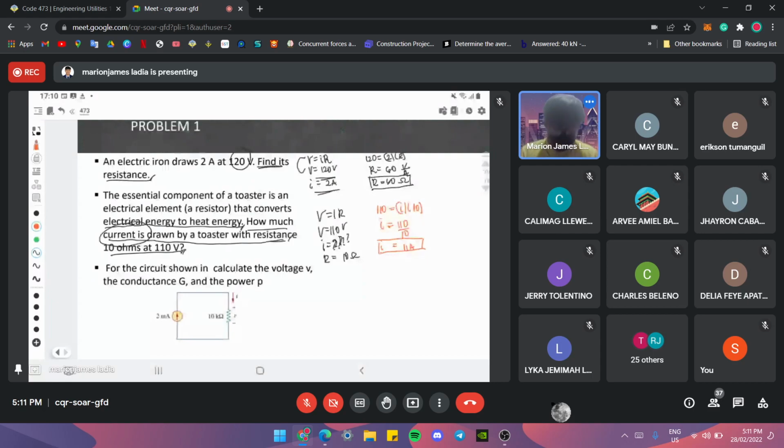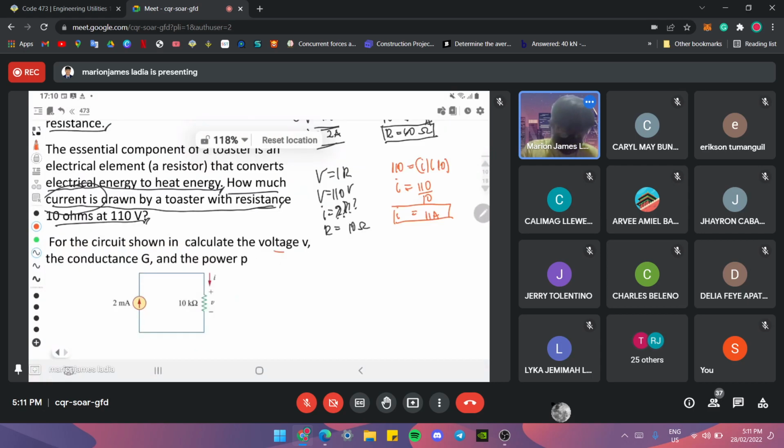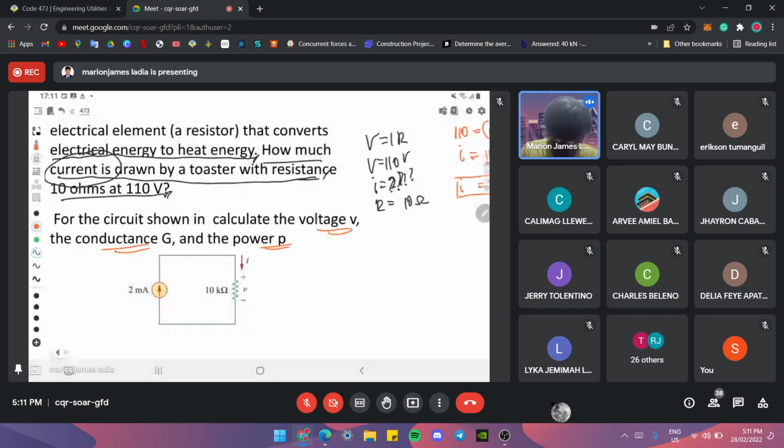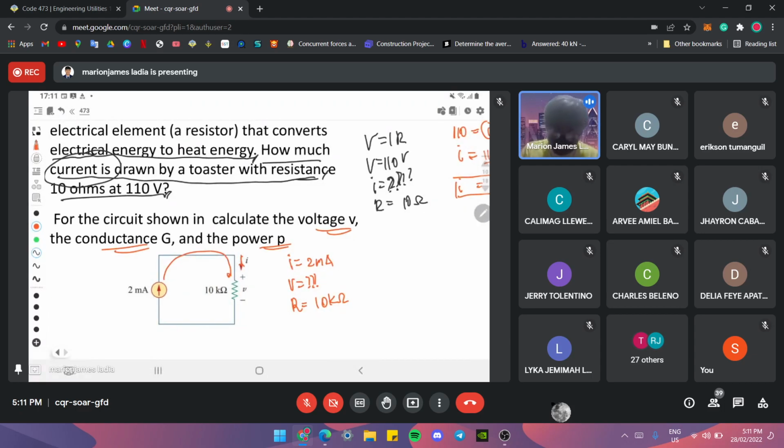For the circuit, as shown, calculate the voltage, conductance, power. Voltage, conductance, power. Sa our voltage, ano ba yung mga given? Our given is I, which is equal to 2 milliampere. So yung I natin is a current source. Next, V, unknown. And then our R, which is equal to 10 kilo ohm. Passive sign convention of power. Positive direction, pumasok sa positive value ng ating voltage.